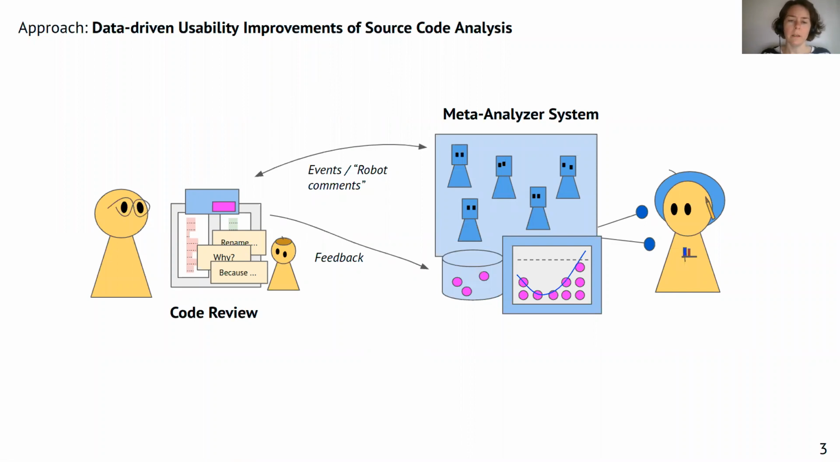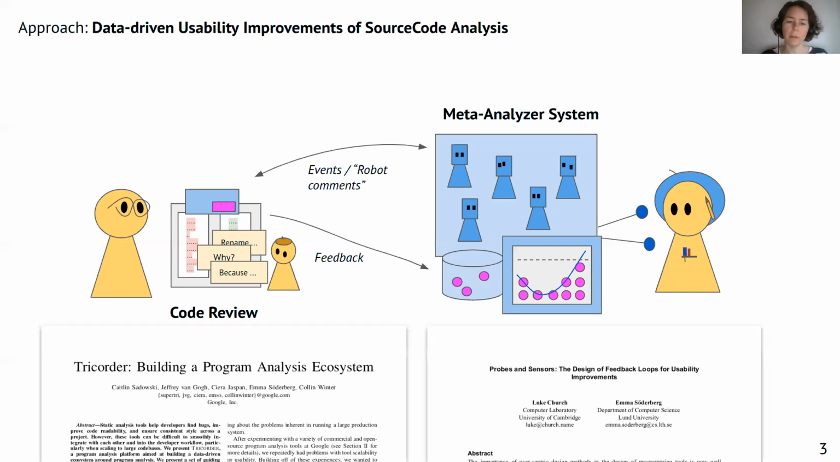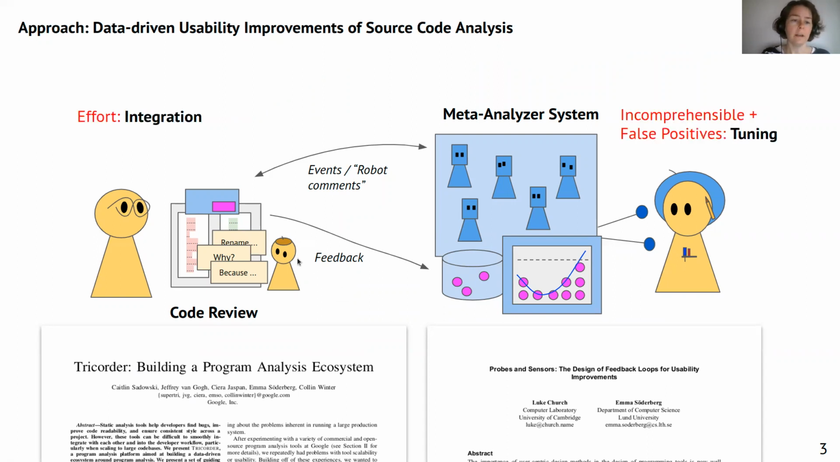Here is one system, which I'll explain a little bit more in detail. The illustration is based on the Tricorder system, which is a system running at Google, focused on integrating program analysis results into the developer workflow and gathering feedback on where they are presented. It's tackling several of these issues that I just mentioned. For instance, the effort of using program analysis results is tackled by integrating results into the code review environment. So you get so-called robot comments next to human comments.